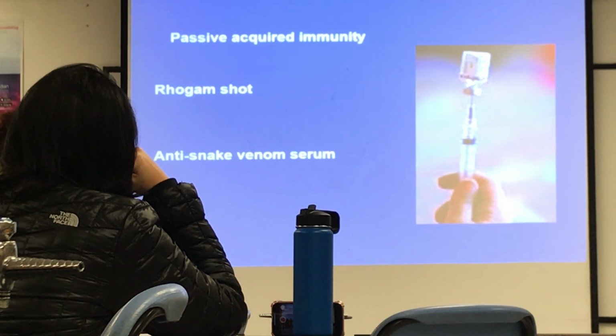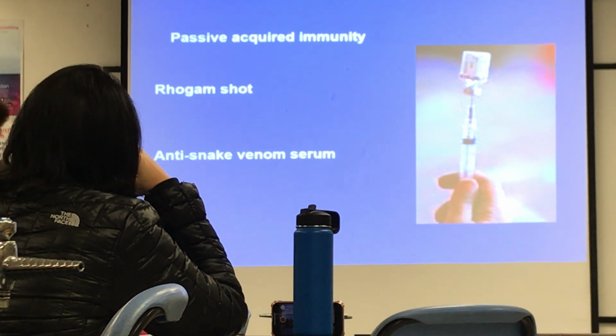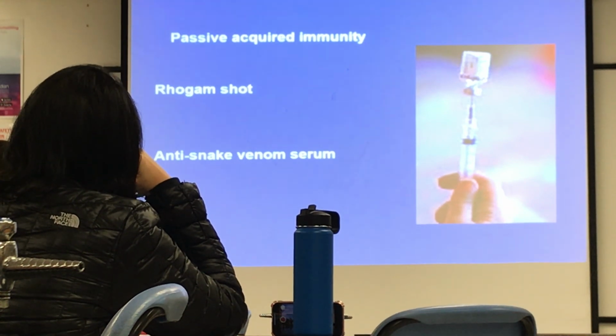Otherwise, she'd have her primary, and then anytime she had another baby, the secondary immune response would respond just like that. Okay? Anti-snake venom serum. If you get bitten by a particularly poisonous snake, now some of them are not so bad, but others are particularly bad, you don't have time to go through 10 days of primary immune response with a low level of antibodies.